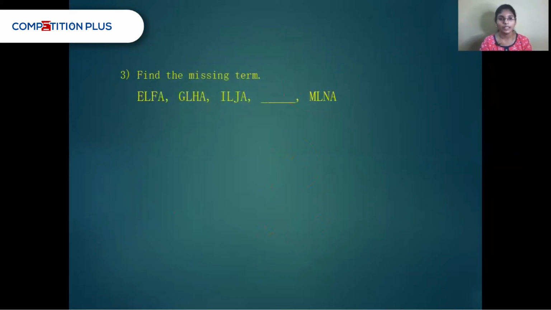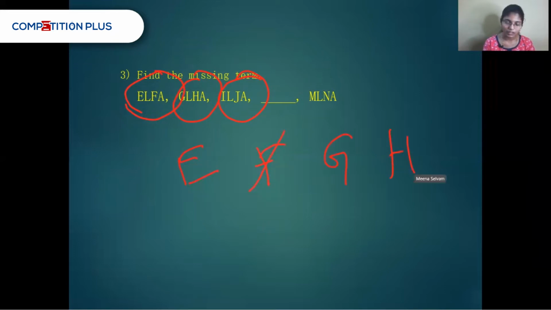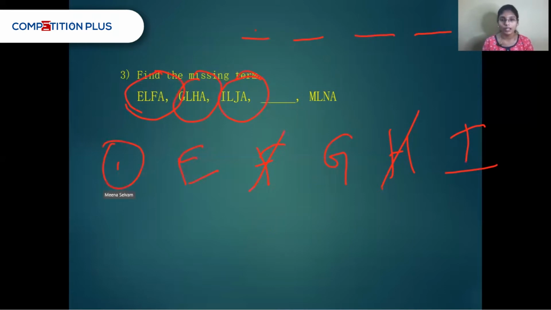Find the missing term. ELFA, GLHA, ILJA, and the next missing term, MLNA. Here each block is a set of 4 letters combined together to give you the first term, the second term, and so on. If you see the first letters of each term, it is like E, F is skipped, G, H is skipped, I. So the first letter follows the pattern of skipping a letter and moving to the next, and all the terms have the second letter as L.